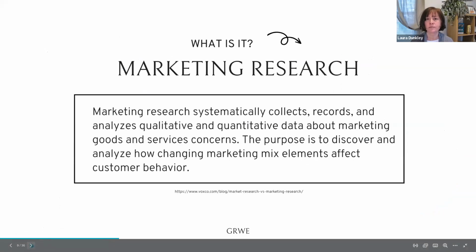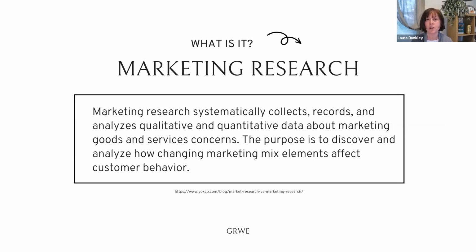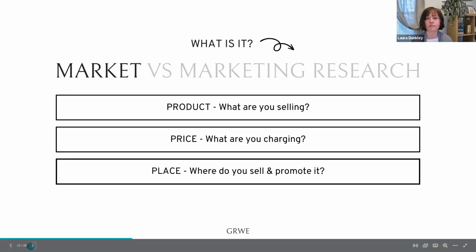So to recap on what marketing research is, we did talk about this in the primary research, but for anyone who missed that one, marketing research is a systematic way of collecting, recording, and analyzing both qualitative and quantitative data, mostly for the purpose of helping us market our goods and services, right? The purpose is to discover and analyze how the marketing mix elements are going to affect customer behavior and how we build our brand.